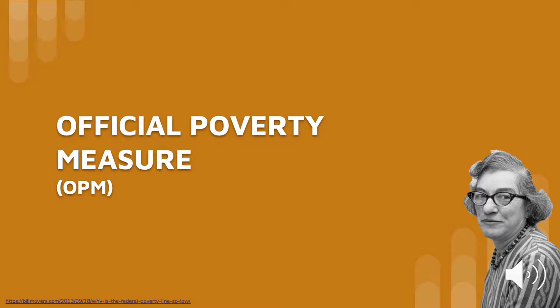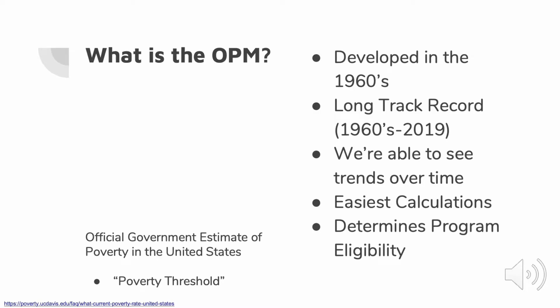Let's begin our discussion of poverty with Molly Orshansky, a staff economist at the Social Security Administration and creator of the official poverty measure known as the OPM. It was developed in the mid 1960s. But what is the official poverty measure? To put it simply, the OPM is a basic calculation of the threshold of poverty.